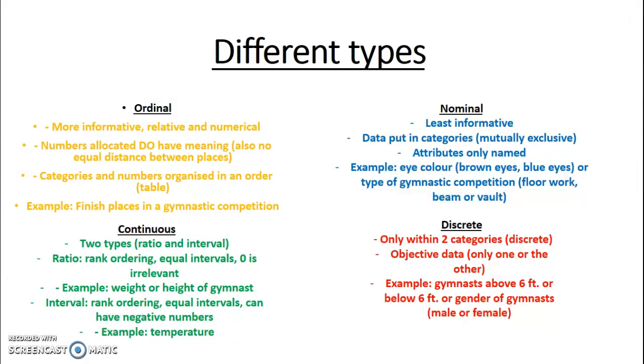Discrete is only within two categories, hence why it's called discrete. Objective data, only one or the other, so it can only be one category or the other. Example would be a gymnast above 6 foot or below 6 foot, it can only be one or the other, or the gender of a gymnast, male or female.